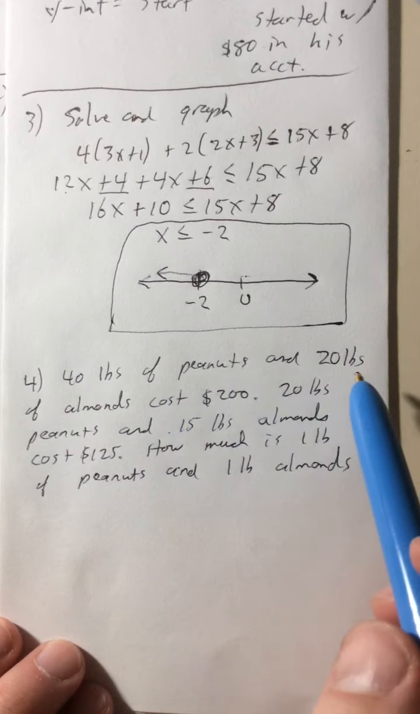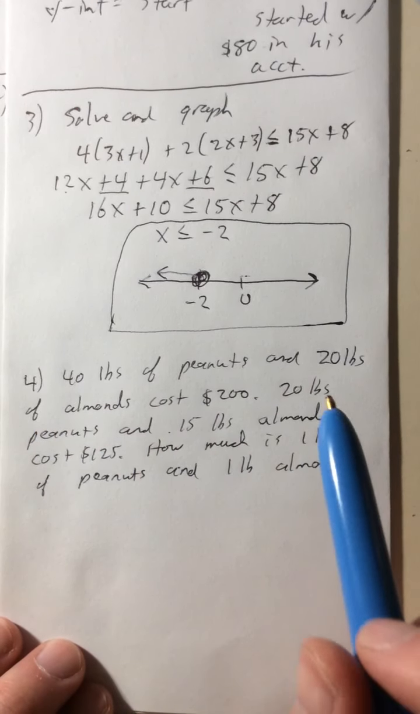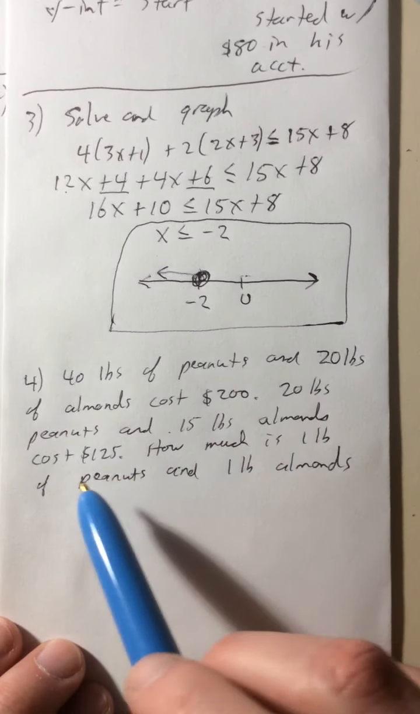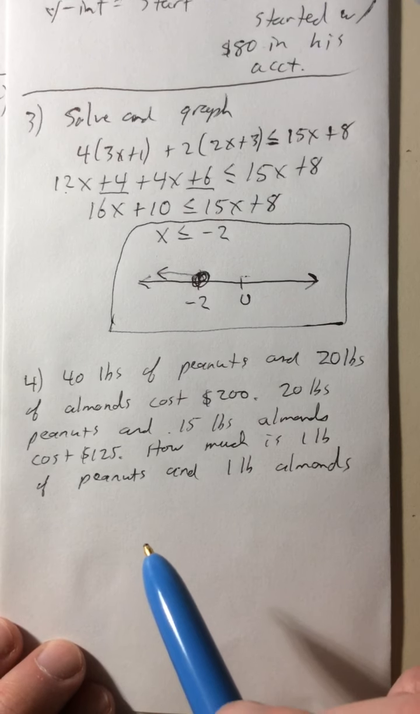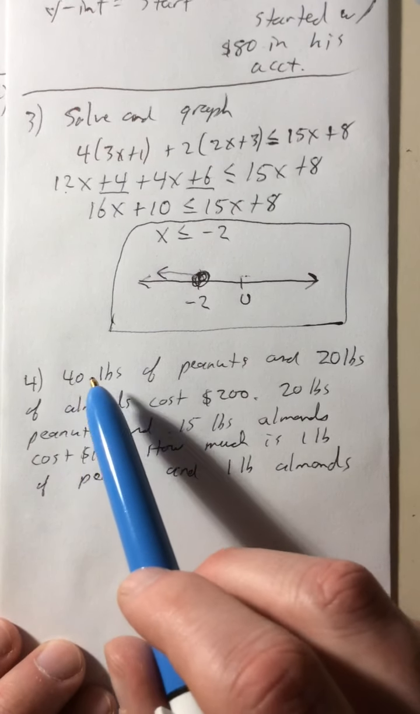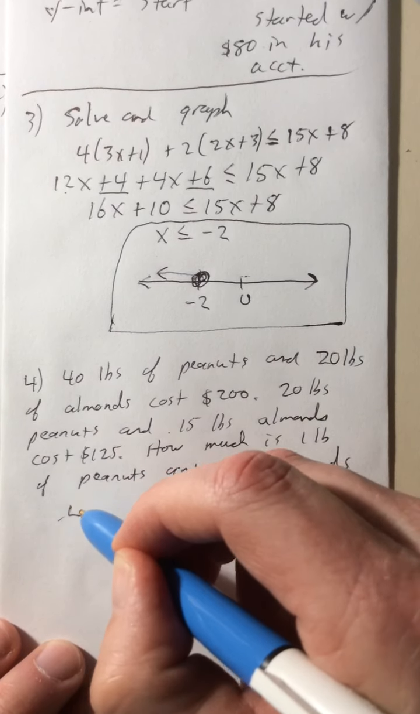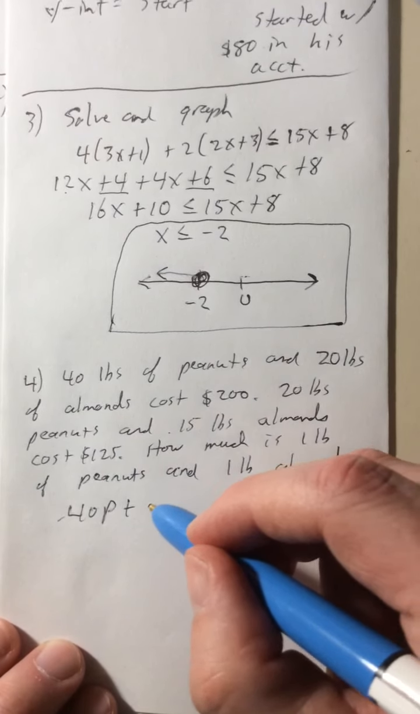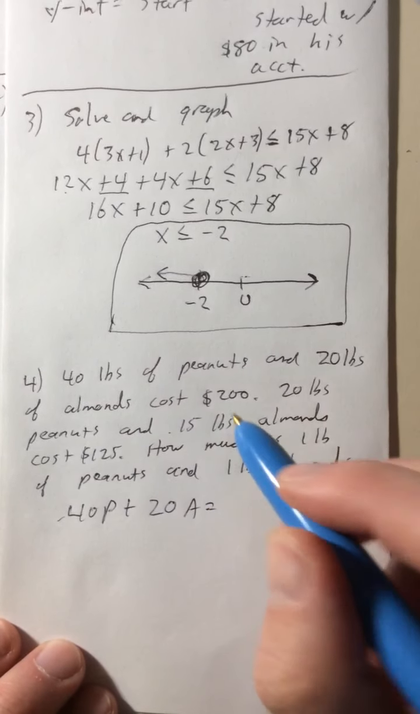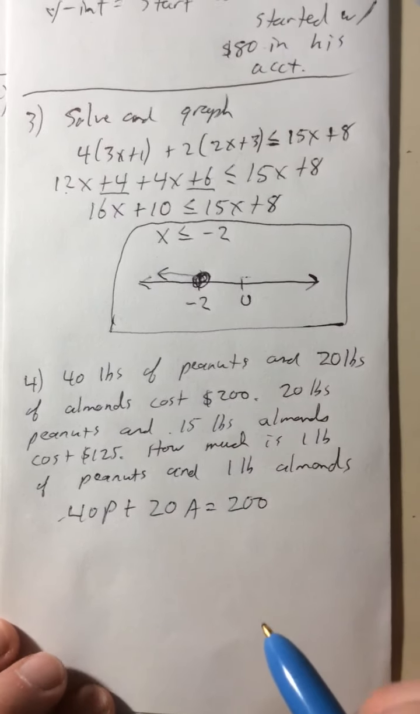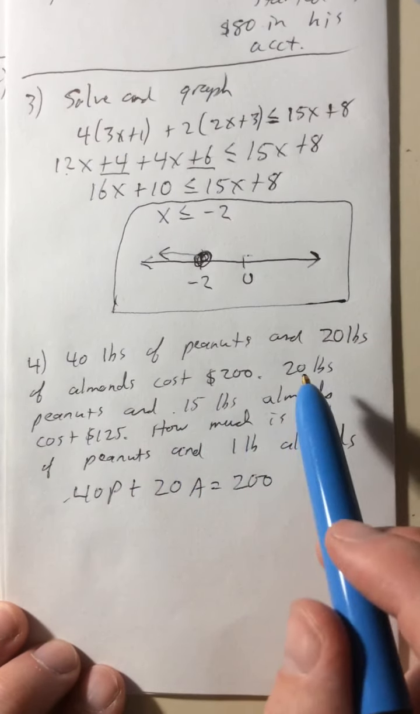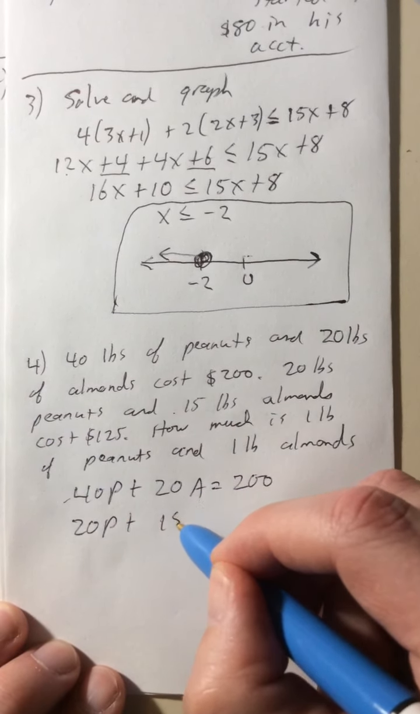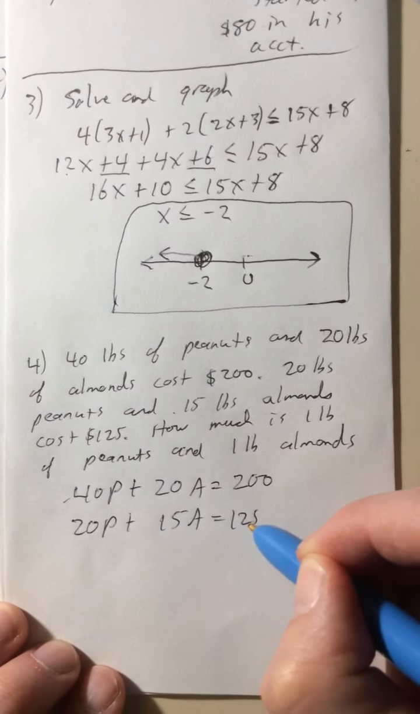All right, so 40 pounds of peanuts and 20 pounds of almonds cost $200. 20 pounds of peanuts and 15 pounds of almonds cost $125. How much is a pound of peanuts and how much is a pound of almonds? So we should write our equations here. 40 pounds of peanuts, 40p, plus 20 pounds of almonds, 20a, equals 200. Same thing down here: 20 pounds of peanuts, plus 15 pounds of almonds makes $125.